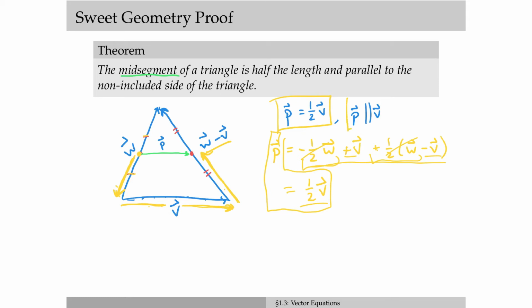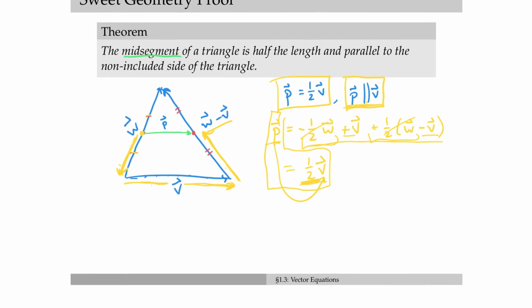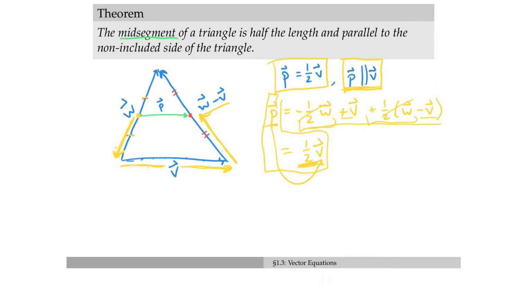Now you're probably wondering, how do I get the parallel part? Well, let's go back to our discussion of what it means to be a scalar multiple. A scalar multiple is the same vector in terms of direction, but just a change in its length. So p is going in the same direction as v, but it simply is half of its length. So if they're in the same direction, that means they are parallel. So that is a pretty sweet application of vectors.